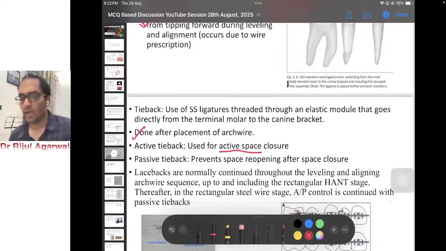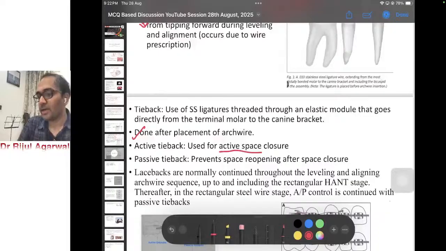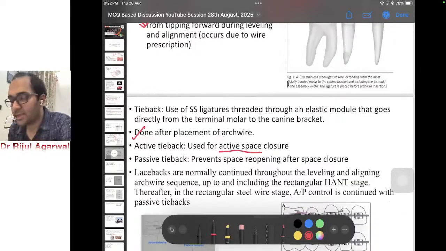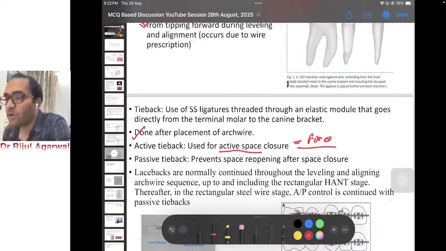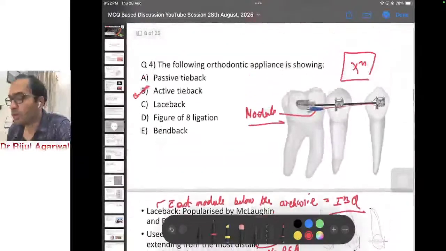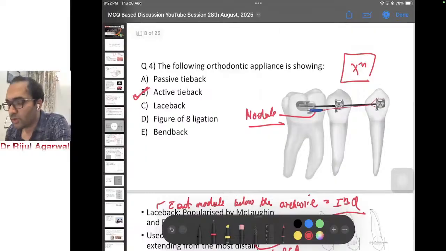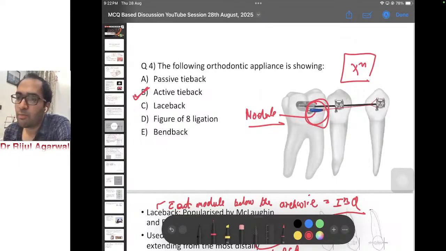Yes. Okay. Next is tie back. So tie back is of two types, active and passive tie back. Active tie back, उसके नाम में ही लिखा है, it exerts active force. And why do we require active force? For space closure. So how will you identify an active tie back? In an image, it will have the presence of this kind of a module. Module is an elastic.